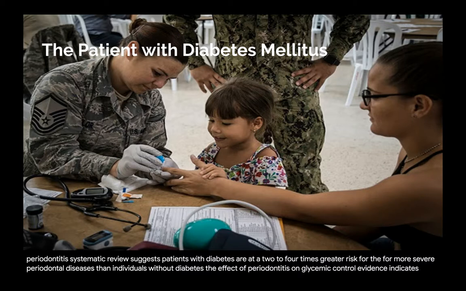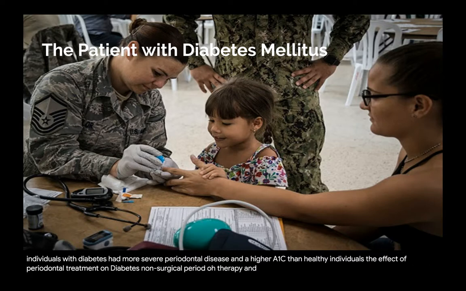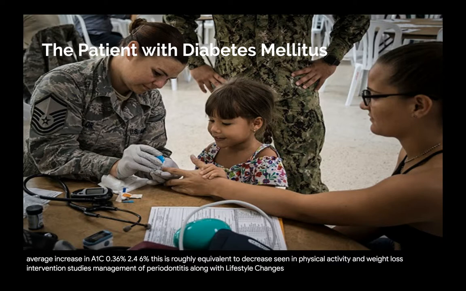Evidence indicates individuals with diabetes had more severe periodontal disease and a higher A1C than healthy individuals. The effect of periodontal treatment on diabetes. Non-surgical periodontal therapy and management of periodontal disease have resulted in an average decrease in A1C of 0.36% to 0.46%. This is roughly equivalent to the decrease seen in physical activity and weight loss intervention studies. Management of periodontitis along with lifestyle changes may have an additive effect in lowering A1C.